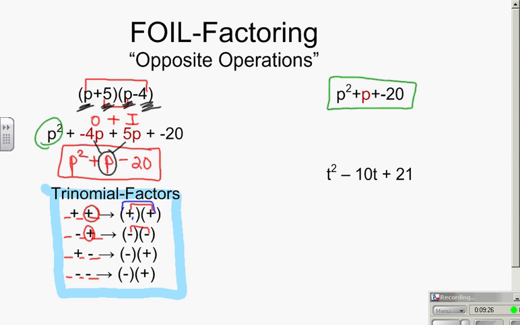I just got done saying you always add outside and inside, and if I add 2 positive numbers, that outside plus inside is going to be positive. In this case, outside and inside are both negative. When I add 2 negative numbers, I get a negative number.